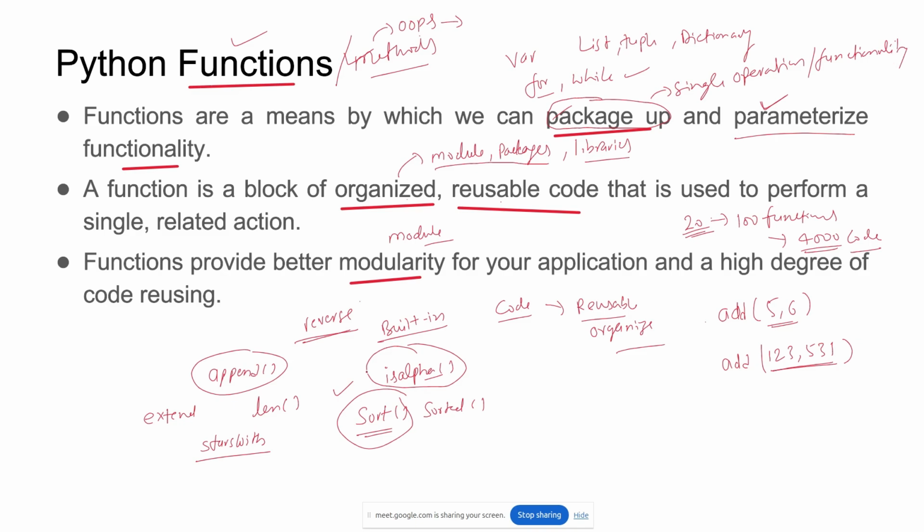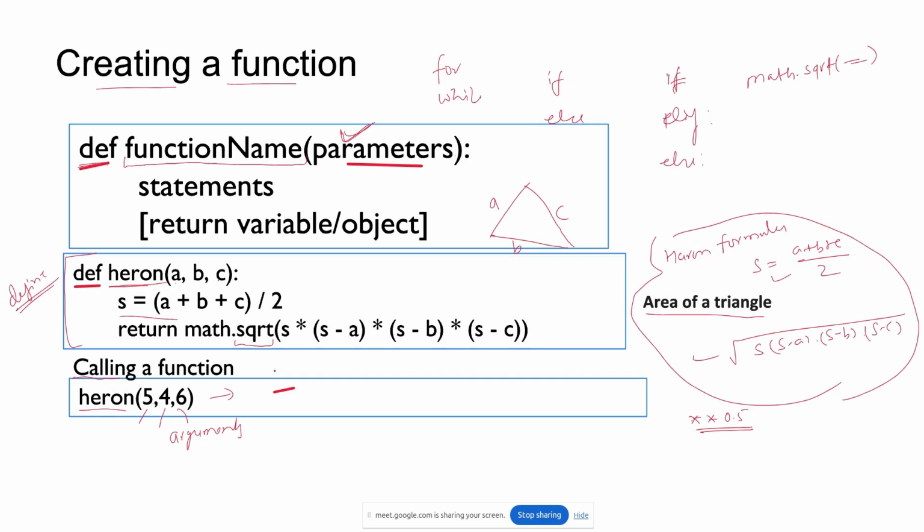For example, you can see sorted, extend, append, length. Each is doing a single operation, or it is a single functionality, right? So this is how we create the function, right?